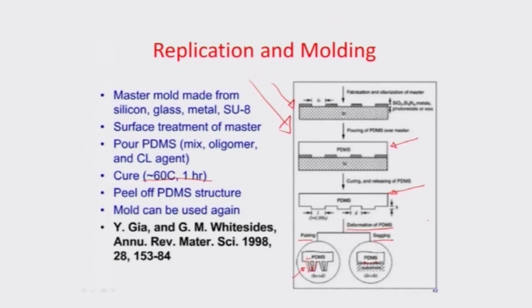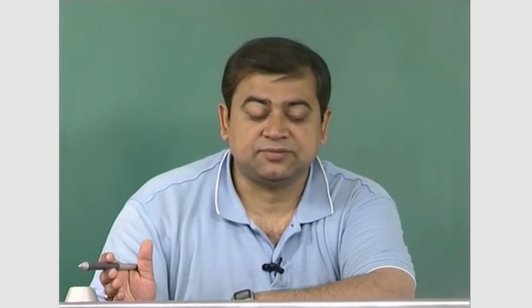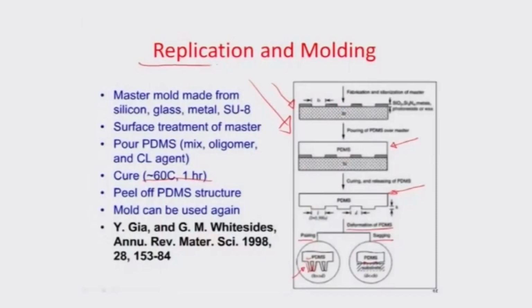But again, it is a very useful process where you can make a replica with structures and features in the size range of about tens of microns on the surface, and you can use it as a stamp. You can do a variety of other processes based on that, and it is one of the fundamental processes in soft lithography, this replication and molding technique. It is very easily doable in any laboratory with just a little bit of infrastructure.